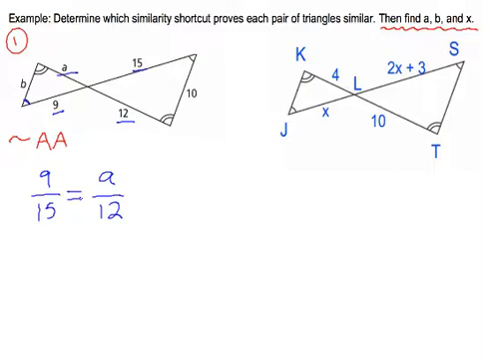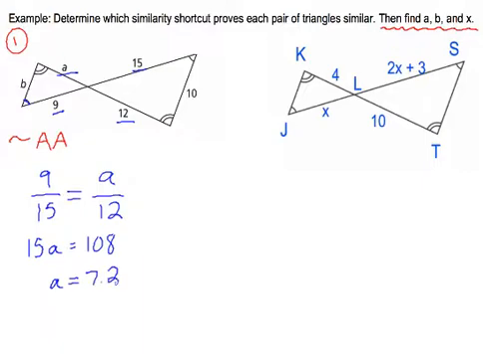So I'm going to do 15 times A, and 9 times 12, and we turn our two fractions into an equation that no longer has any fractions. And when we solve here, dividing both sides by 15, we get 7.2.